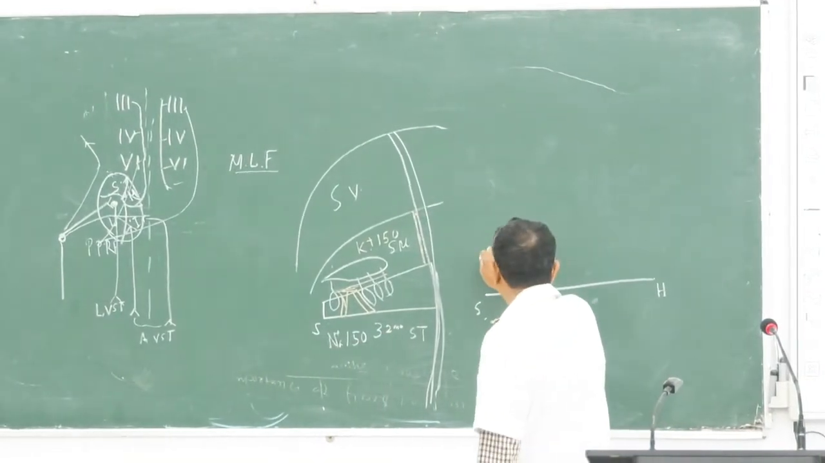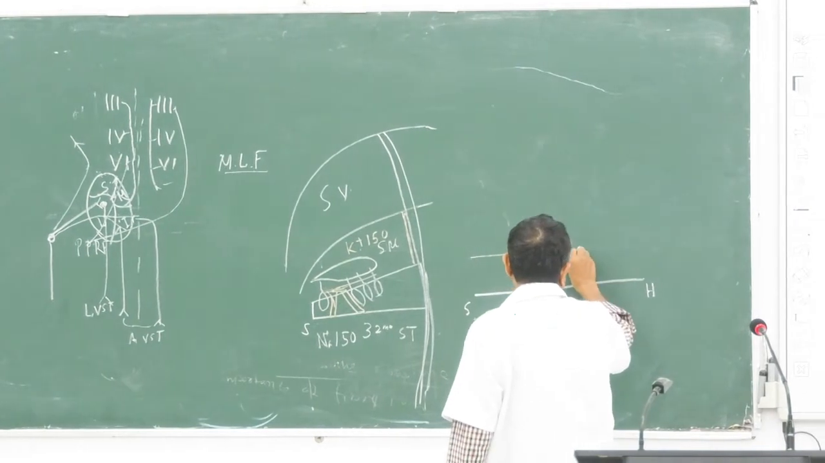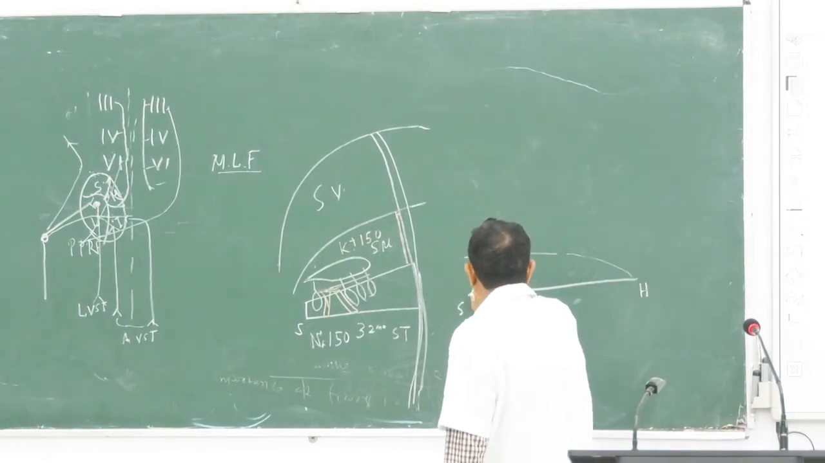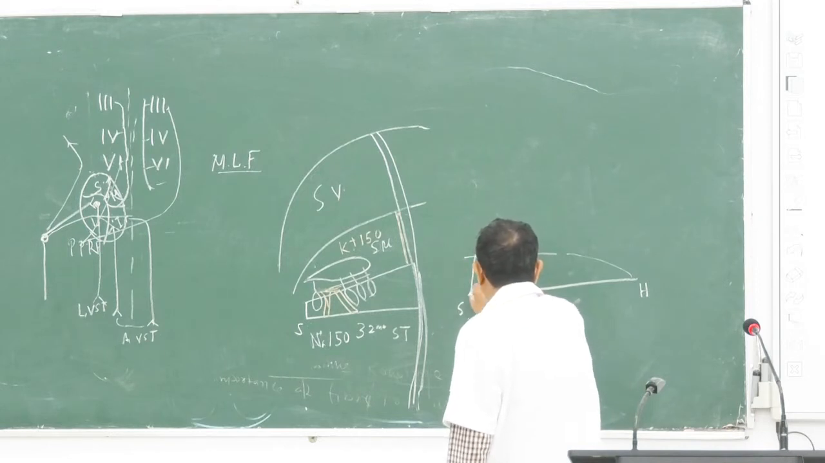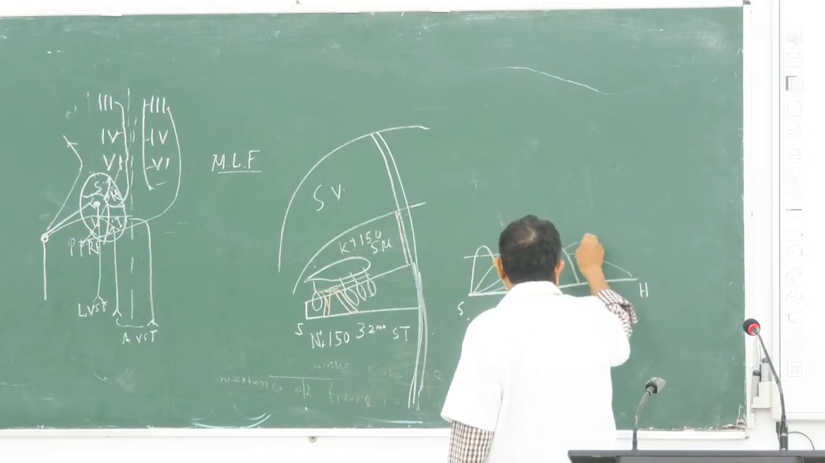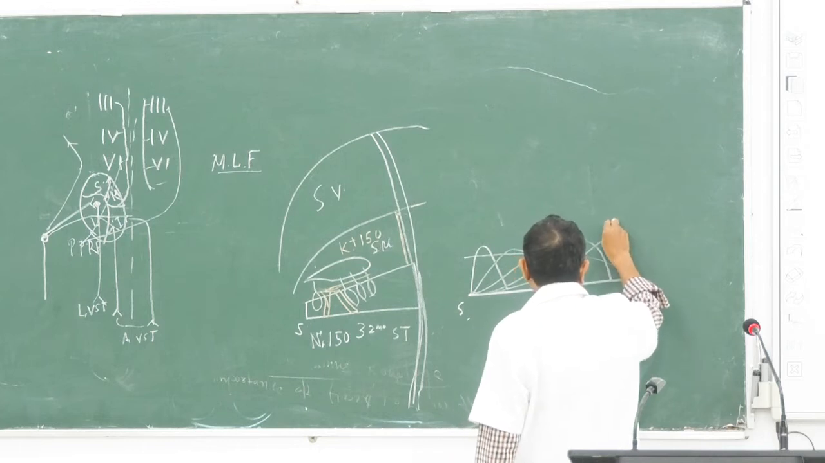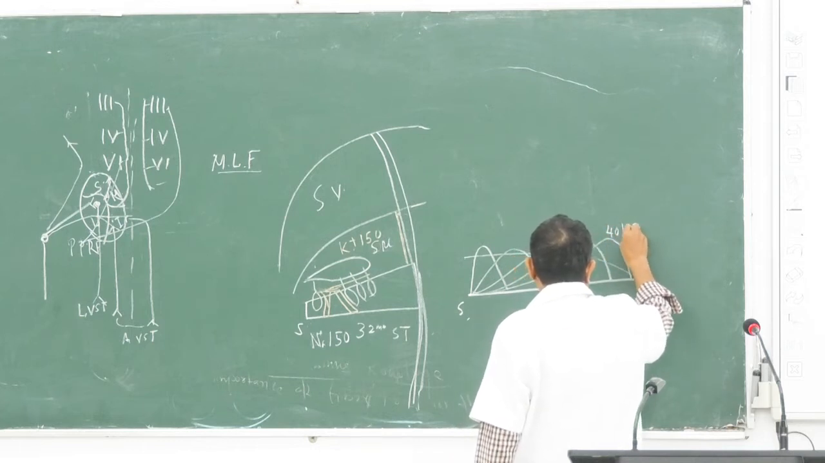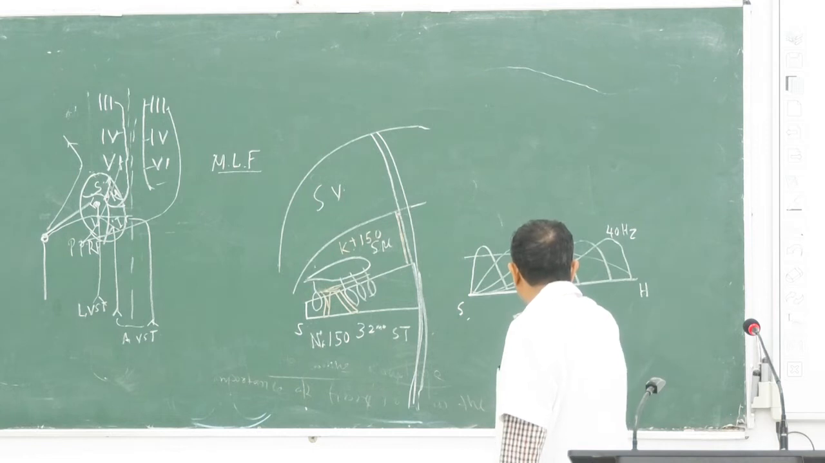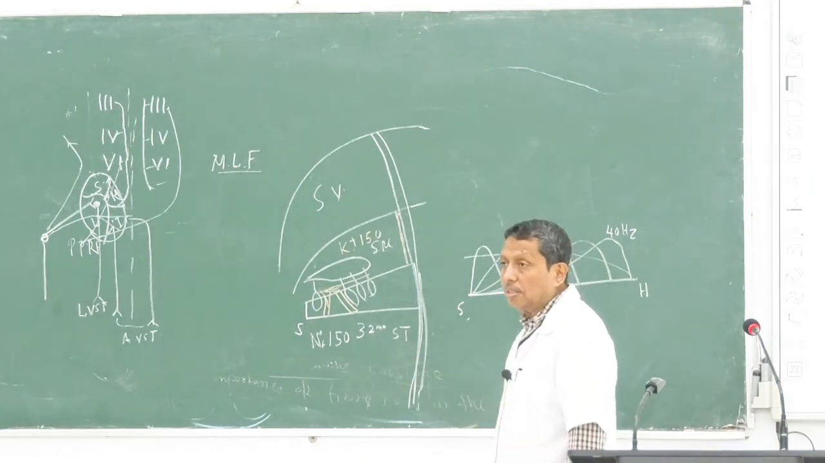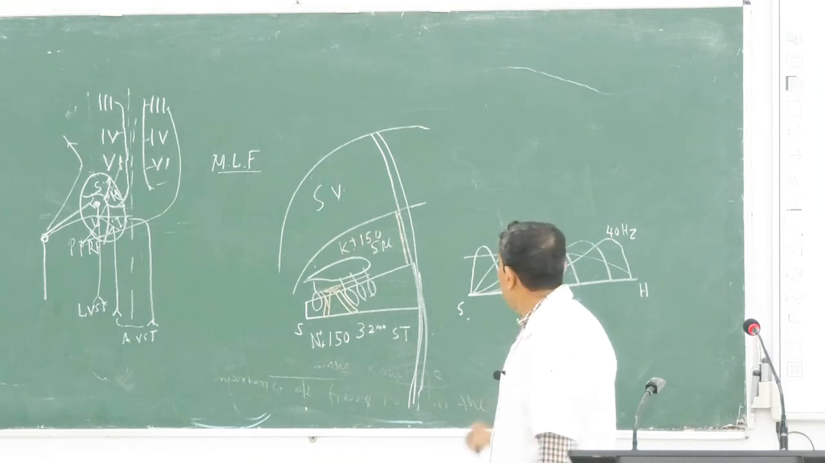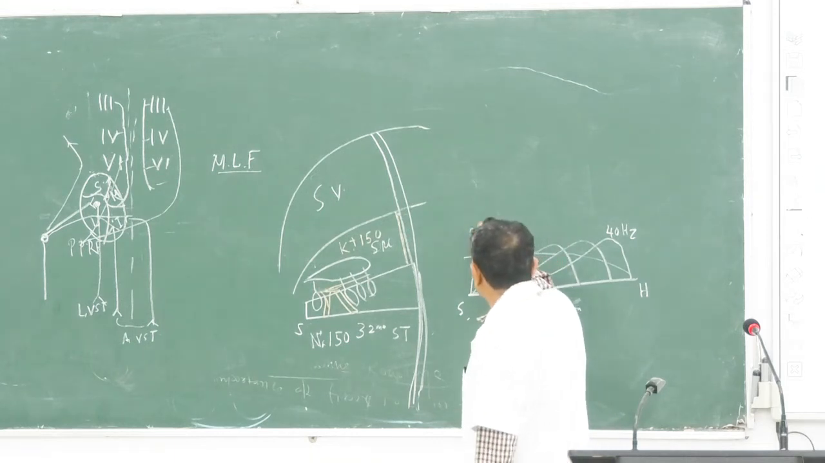Consider this envelope, it is the maximum envelope. Suppose it is 40 hertz in this case. It involves almost 32 millimeters, the length of this cochlear partition. Suppose it is 20,000.